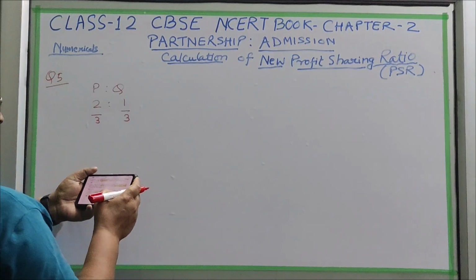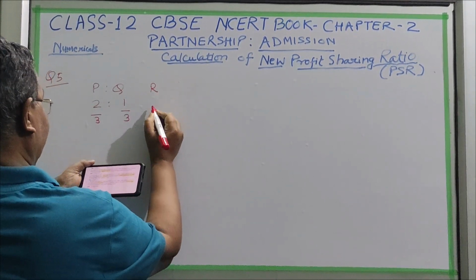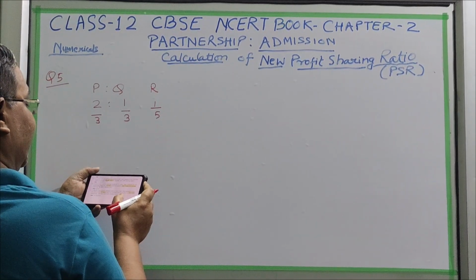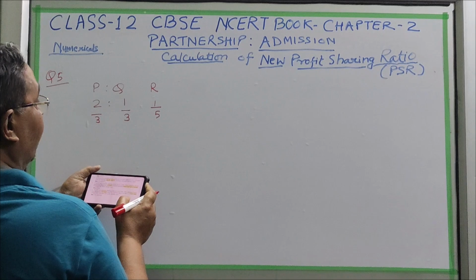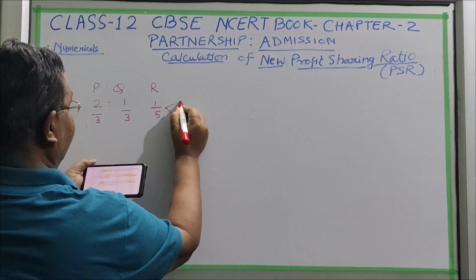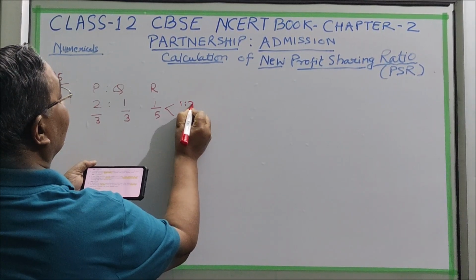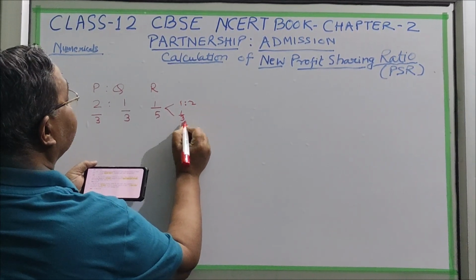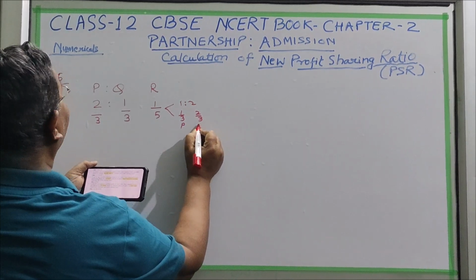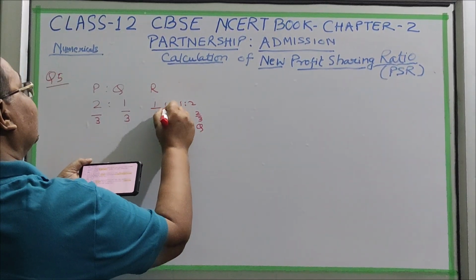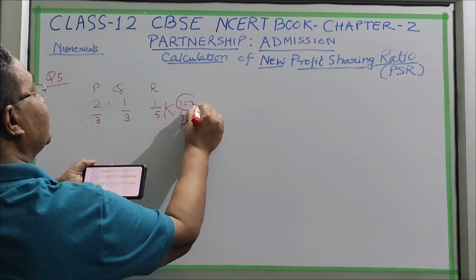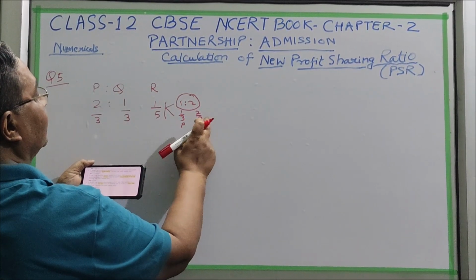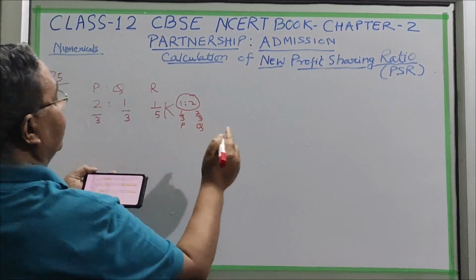So they admitted R. R is a new partner, and for 1/5 share they are admitting him, which he acquired from P and Q in the ratio of 1 is to 2. 1 is to 2 means 1 by 3 will be given by P and 2 upon 3 will be given by Q. This 1 upon 5 he takes in this ratio from the old partners. So this we will convert to 1 upon 3 and 2 upon 3 and reduce from P and Q.